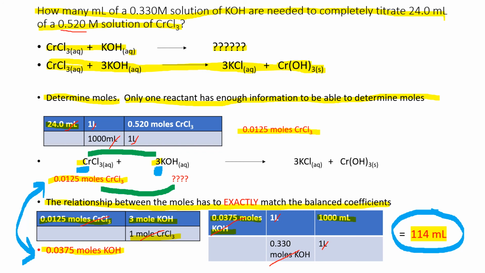So again, key part to the titration problem is making your moles of each of the reactants reflective of the balanced coefficients. If the ratio is 2 to 1, your moles need to be 2 to 1. If it's 3 to 2, it needs to be 3 to 2. If it's 18 to 7 or some other crazy ratio, just make it 18 to 7. Your mole relationship has to exactly match what you're seeing for these balanced coefficients.